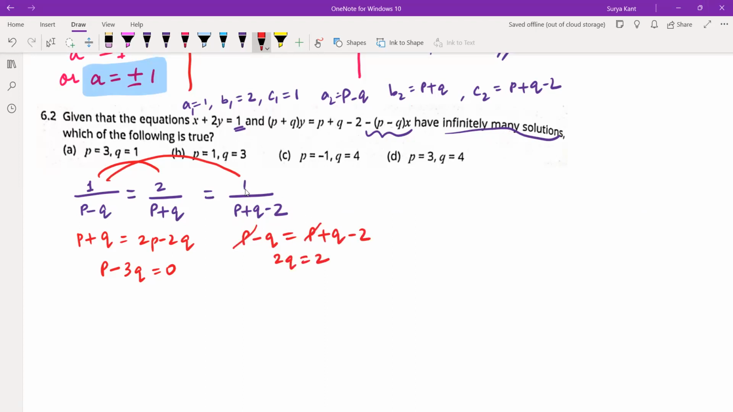2Q is equal to 2, so Q is equal to 1. You get Q is equal to 1, which means P minus 3 is equal to 0. So P is equal to 3. So P is 3 and Q is 1 is coming here. So option A is correct.